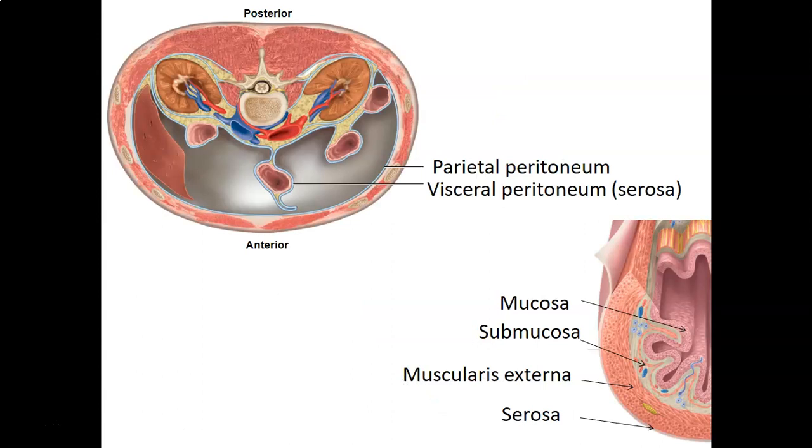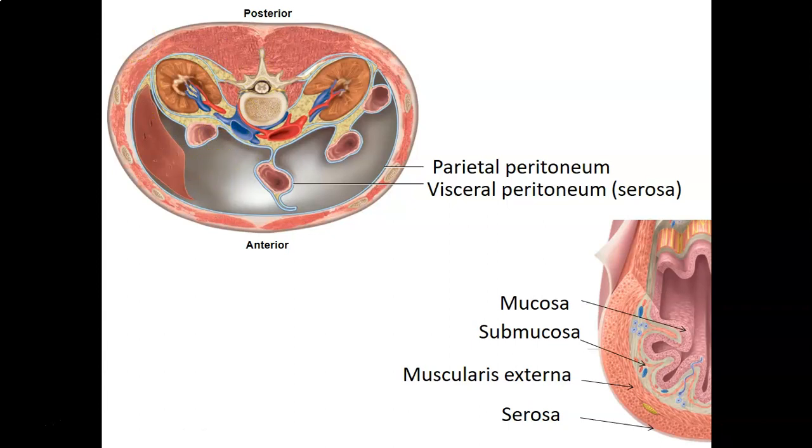Just like many of the other organs we learned about earlier in the semester, there are also 2 membrane layers surrounding the organs of the abdominal cavity. That cavity is called the peritoneal cavity. So you may hear peritoneal space in between the 2.